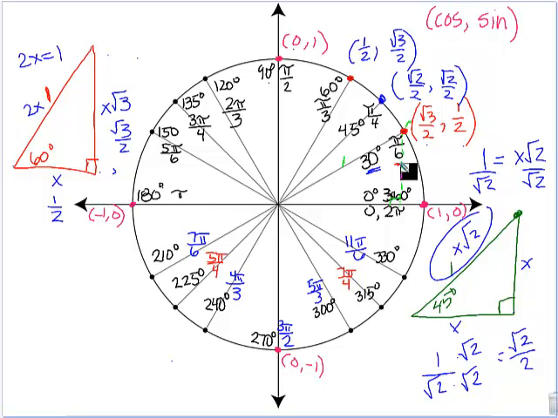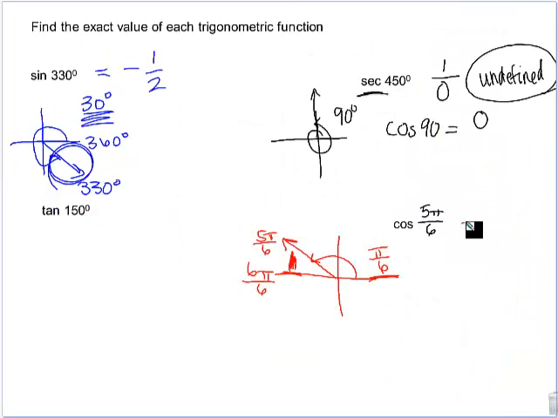Now what would your x values be over in the second quadrant? Would they be positive or negative? Your x values would be negative. So what are we going to make this? So we'd say negative square root of 3 over 2. Does that make sense? I mean, it's using the unit circle to find the right measurement.